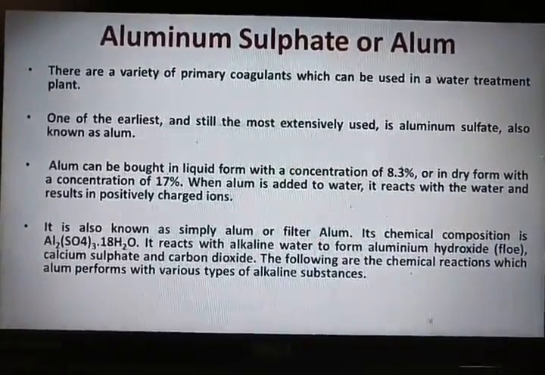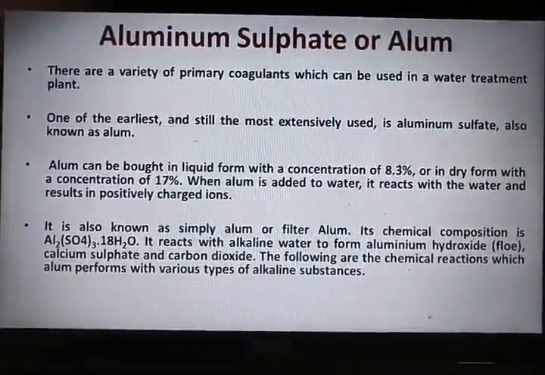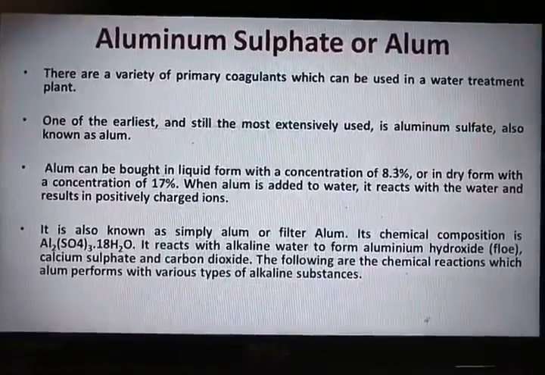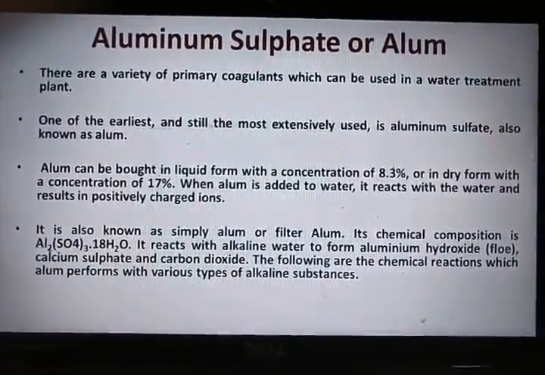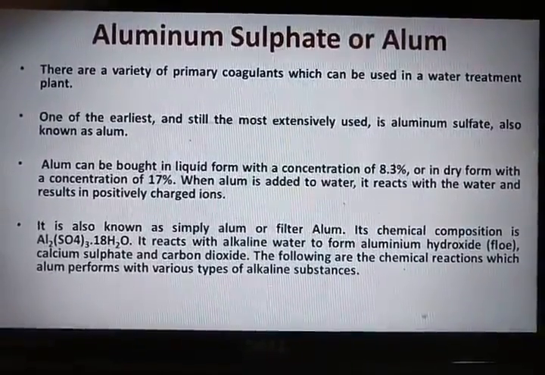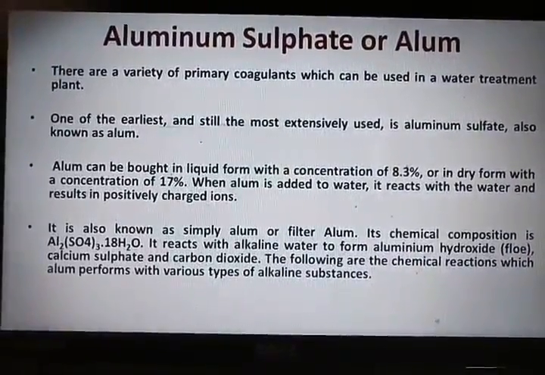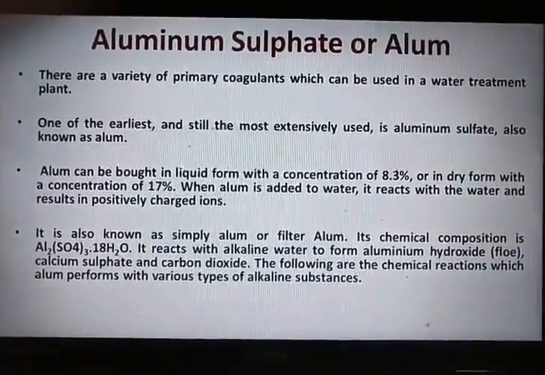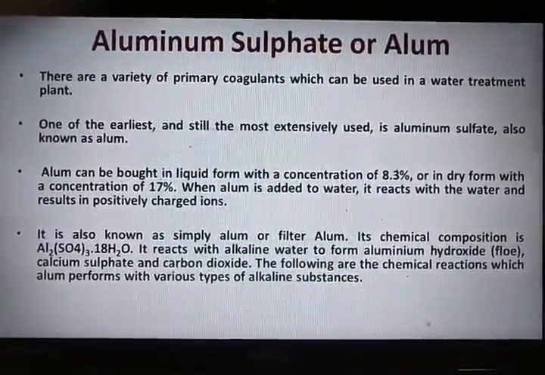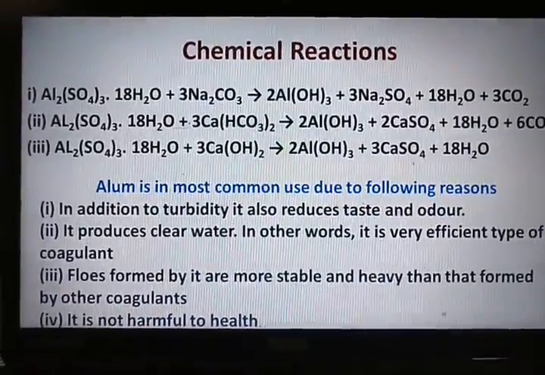It reacts with alkaline water to form aluminum hydroxide. That is, I have shown you in the previous slide the formation of aluminum hydroxide floc when you add alum to the water, with the liberation of calcium sulfate and carbon dioxide: calcium sulfate as precipitate and carbon dioxide as gas. The following are the chemical reactions when you add alum to the water.